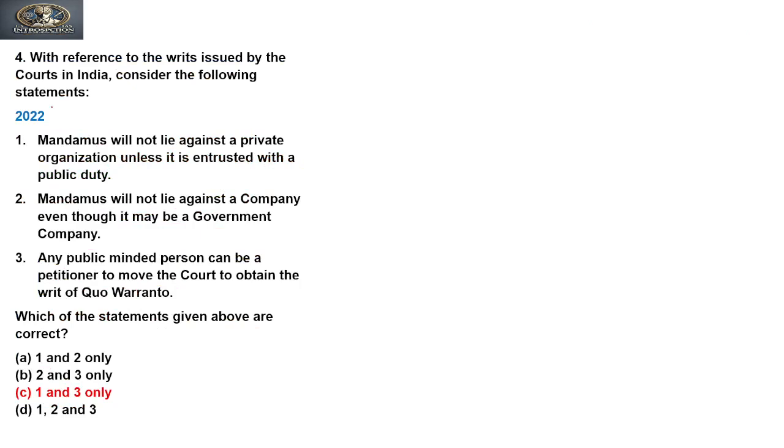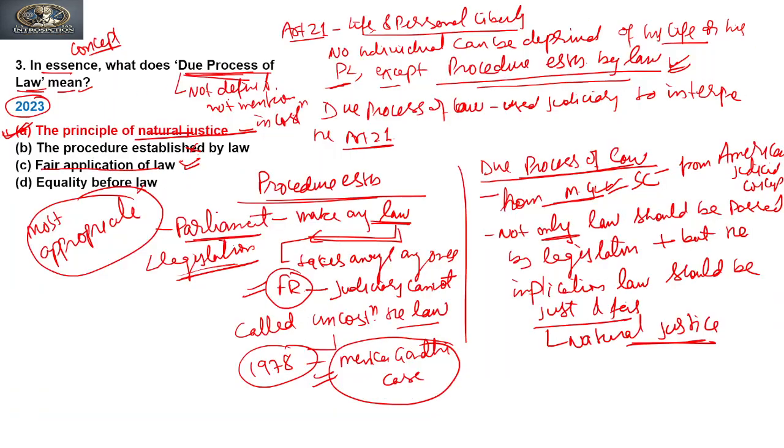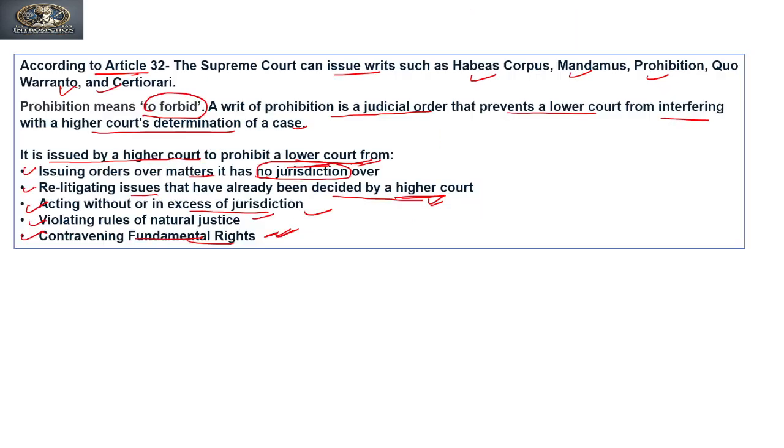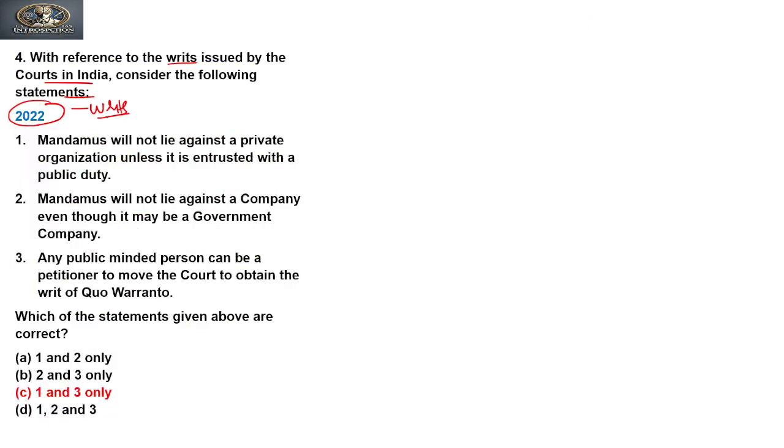So the next question was asked in 2022. This is again about writs, and we have already discussed the types of writs. It says: with reference to the writs issued by the court in India, consider the following statements. There are five types of writs. In this question, two types of writ have been asked: mandamus and quo warranto. Now we need to find the correct answer.